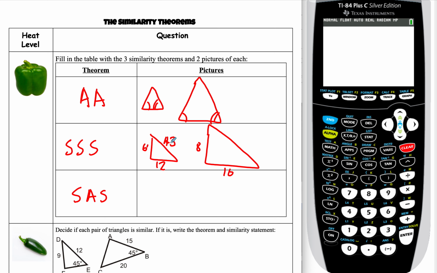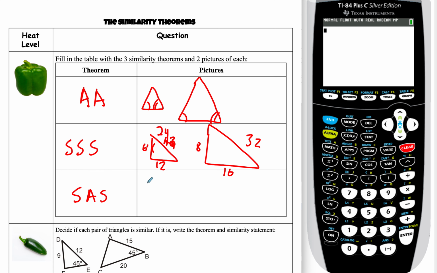6 is to 12 as 8 is to... let's say that this is 13, and, I don't like 13. See, it's hard to make them up on the spot. Say this is 24 and this is 32. Right? Because 6 is to 24 as 8 is to 32. So these are proportional, right? 6 is half of 12, or 6 is to 8, right? This is 3/4, this is 3/4, this is 3/4. Okay, also half, half, half.